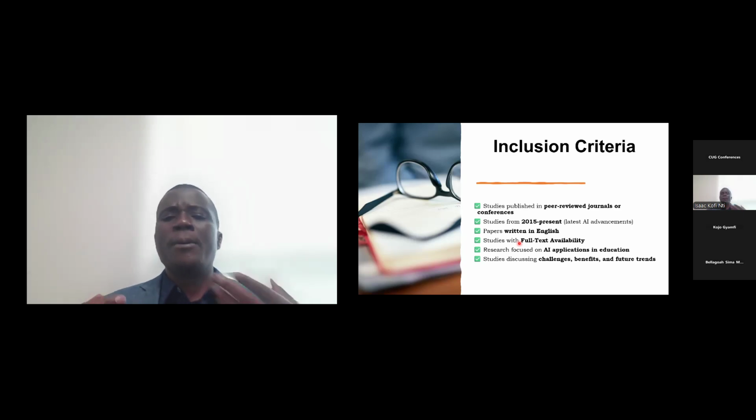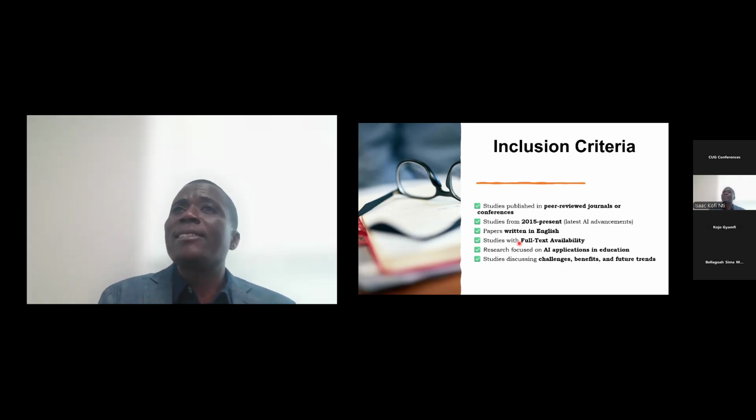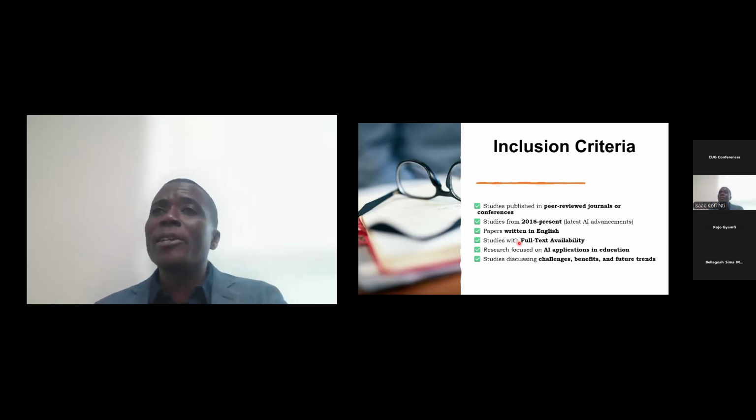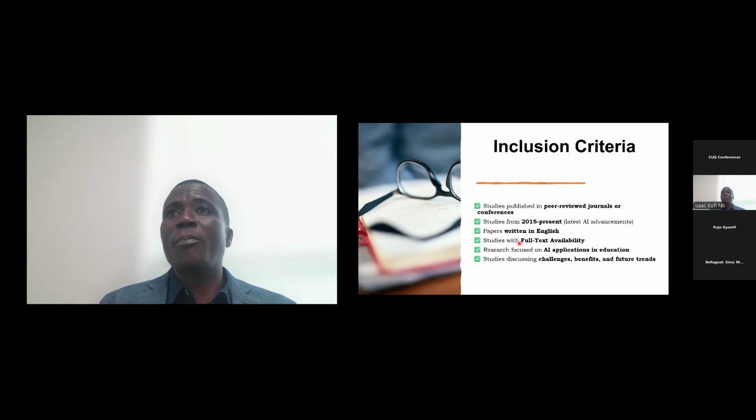Then I will decide to include papers that are written in English. Why? Because I can only read and write in English, not in any other language. So I'm interested in papers that are in English. If you can read in Spanish, Chinese, Portuguese, French, or any other language, then you can include those studies.